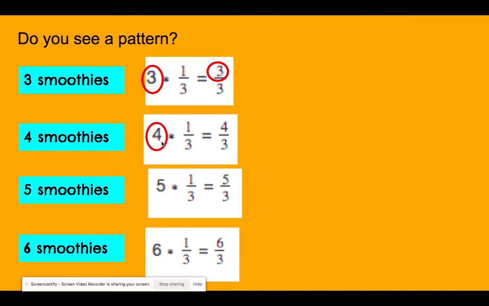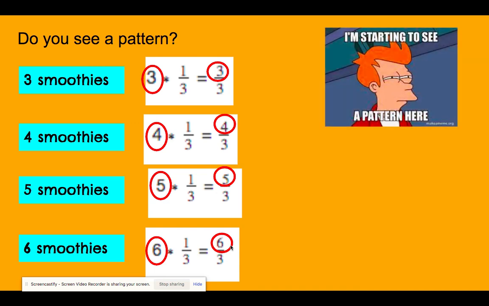4. And the number in your numerator in the answer is also 4. 5 smoothies. And again, the number on the top, the numerator for your answer is also 5. 6 smoothies. The answer has a 6 in the numerator. So I'm starting to see a pattern here, right? So let's break it down.